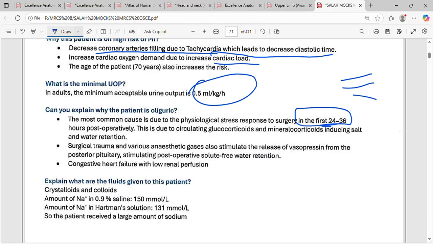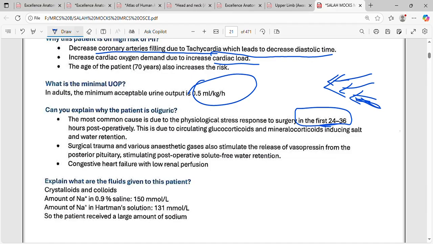So ADH will cause reabsorption, and cortisol as well as mineralocorticoids; the catecholamines have no major role, but the mineralocorticoids mainly, and renin secretion will occur, with aldosterone. So postoperatively, in the first 24 to 36 hours, there is a high chance that the body goes into hypervolemia. That's why the most common cause is the physiological stress response to surgery in the first 24 to 48 hours postoperatively.